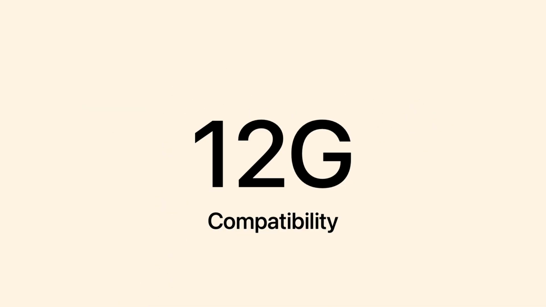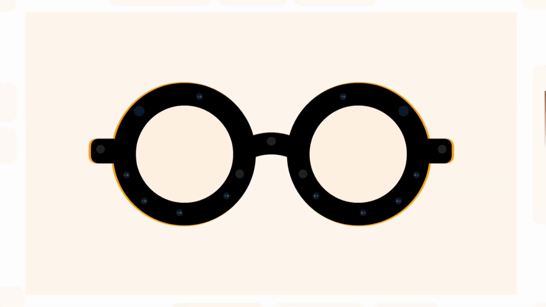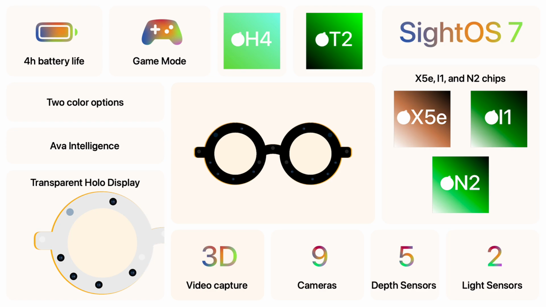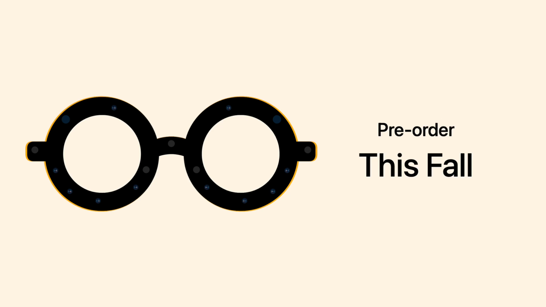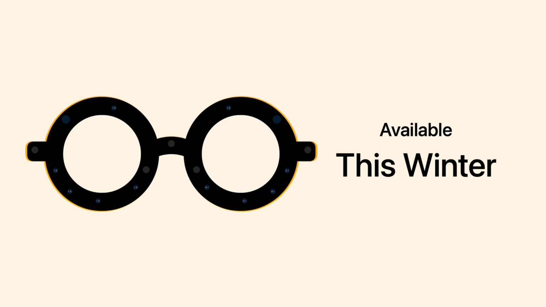for 12G networks. And that's the futuristic Orange Sight Air, featuring a suite of new chips, our first ever transparent holo displays, advanced cameras, and so much more. All in our thinnest and lightest Sight product to date. Orange Sight Air will start from $24.99. You can pre-order it this fall, and it'll be available this winter. We can't wait for you to experience Orange Sight Air and the incredible innovations it brings to life.